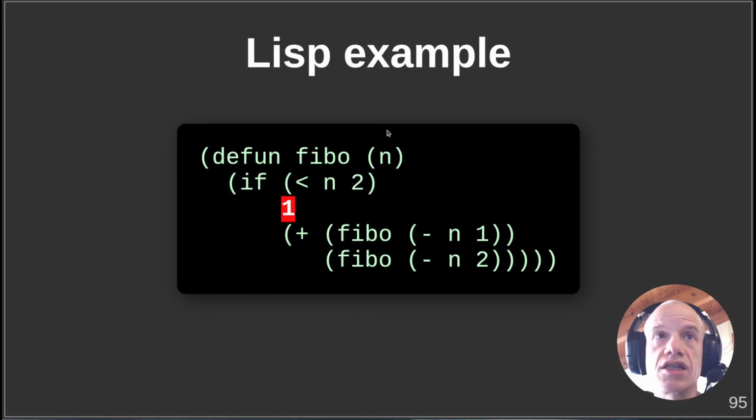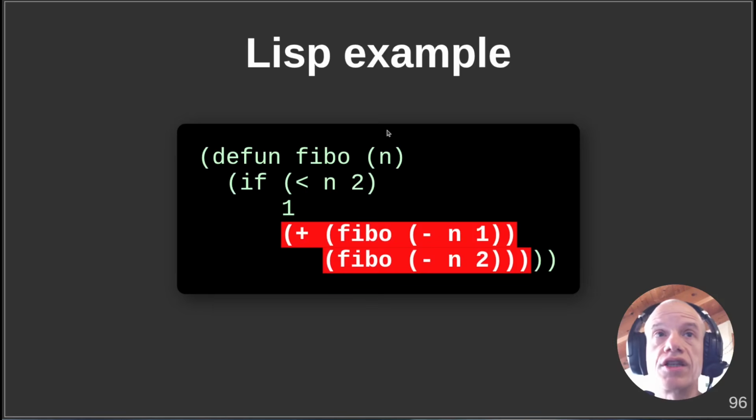This is the case when it's true. The value must be 1. And this is the case when it's false. That is another function call. The function is named plus. And the elements are other function calls. I'm calling Fibo, that as you see is the same name of the function I'm defining. So this is a recursive function. This is the naive implementation of the Fibonacci function in Lisp.